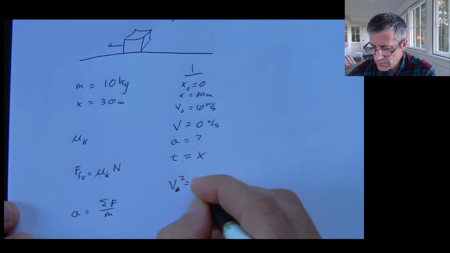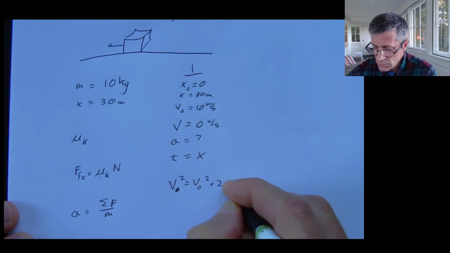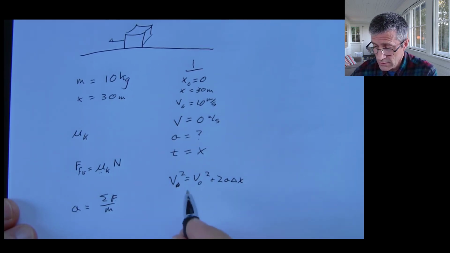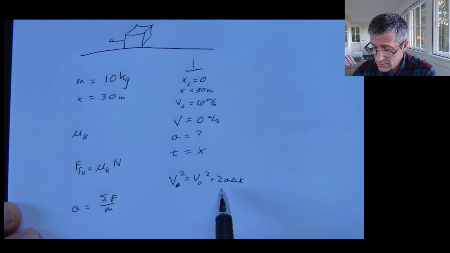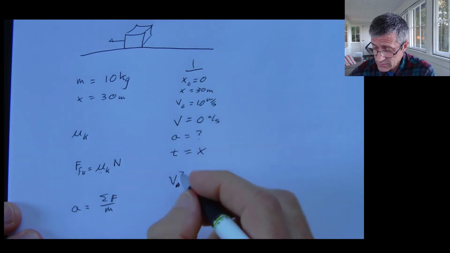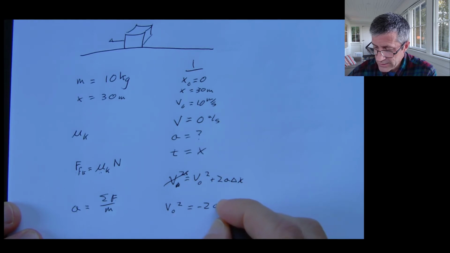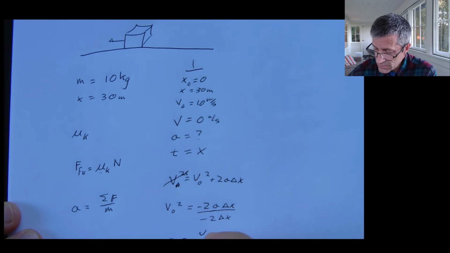v squared is equal to v naught squared plus 2a delta x. So this is my kinematics equation that doesn't have time, the only one. I'm going to plug stuff in to see what we get. For fun, I don't want to rearrange it. So this v is going to go to 0. So I'm going to have v naught squared is equal to negative 2a delta x. I want to get to acceleration, so I'm going to divide both sides by minus 2 delta x. So my acceleration is going to be v naught squared over 2 delta x, and it'd be negative, right?